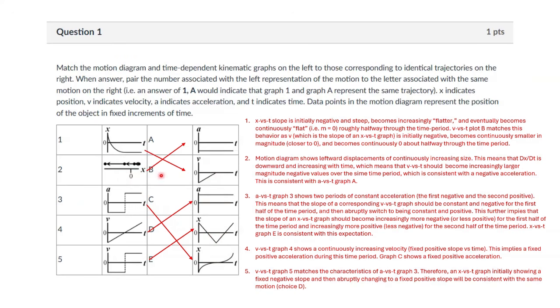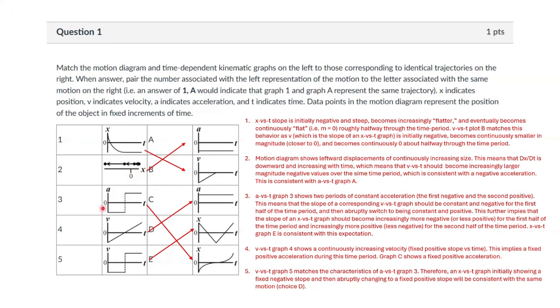Velocity versus time. Well, our velocity should always be negative, and it should be increasingly more negative as we go. This starts out negative but becomes increasingly positive, so B is out. So now we're left with one of the two acceleration graphs. What we know from this is that our negative velocity should be getting larger in time. And what that means is we should have a negative acceleration. And that is indeed what we have in graph A. So graph A is consistent with motion diagram B.